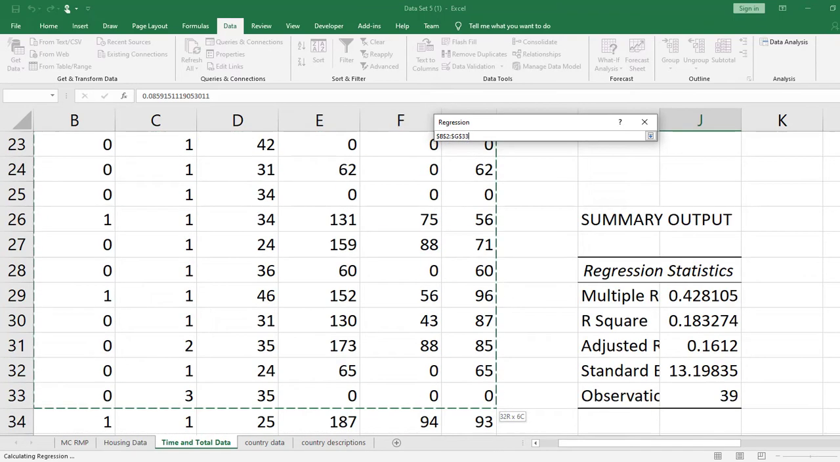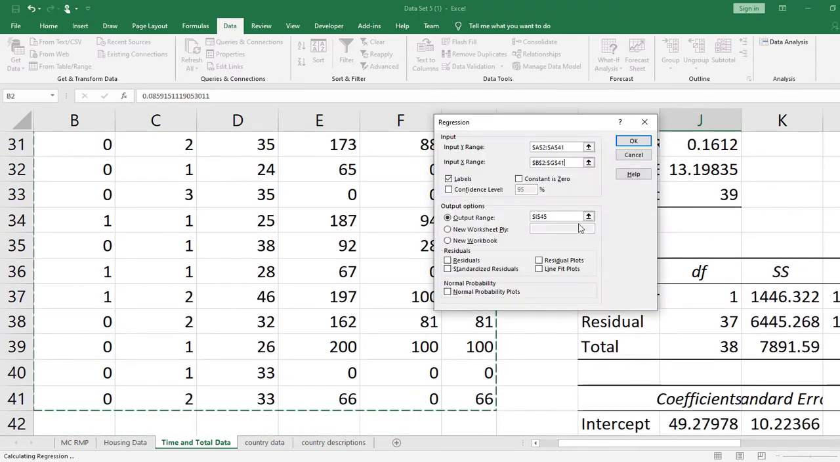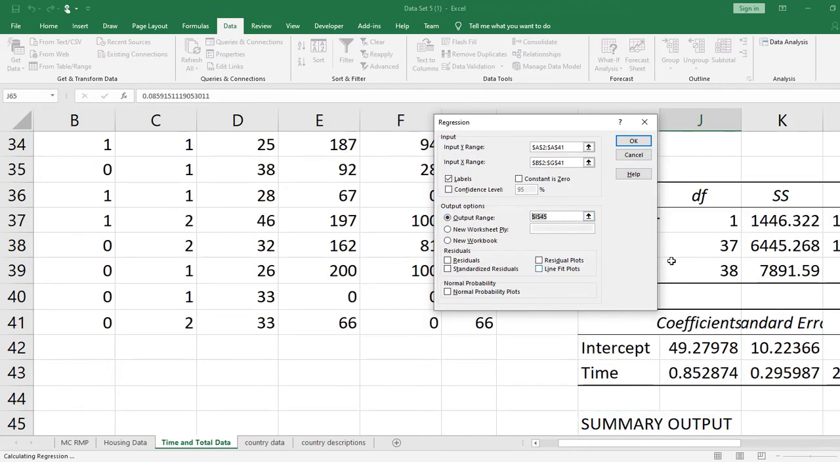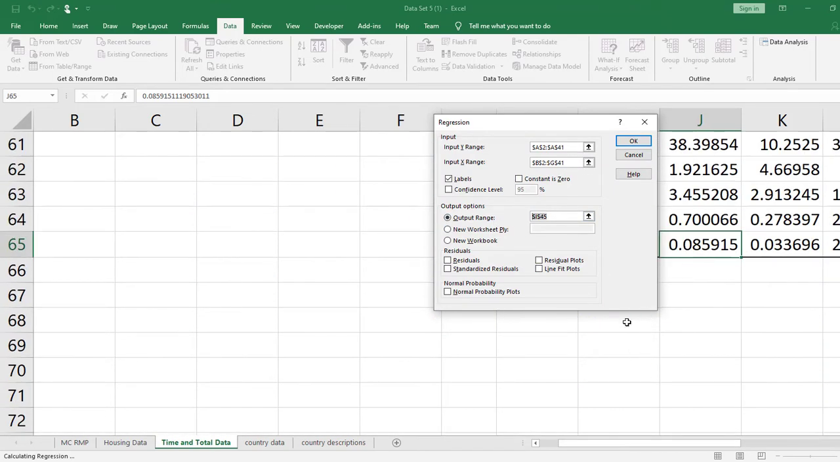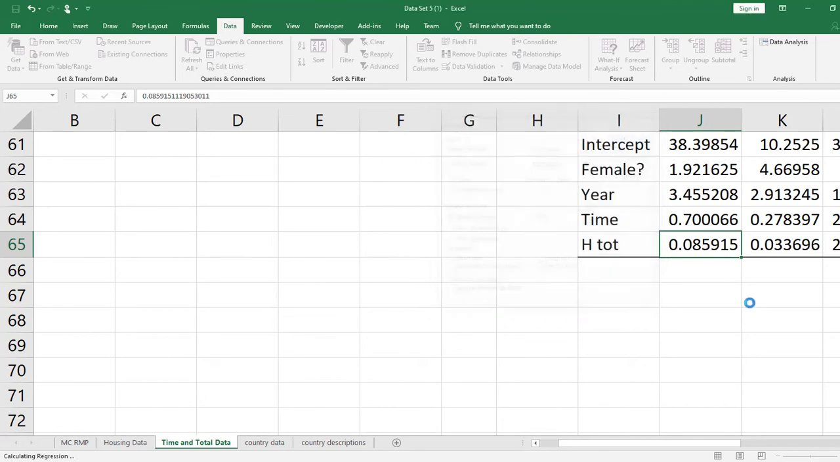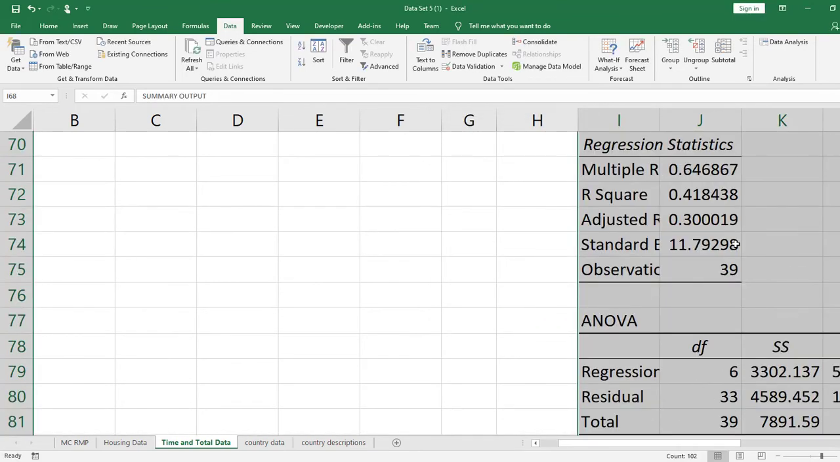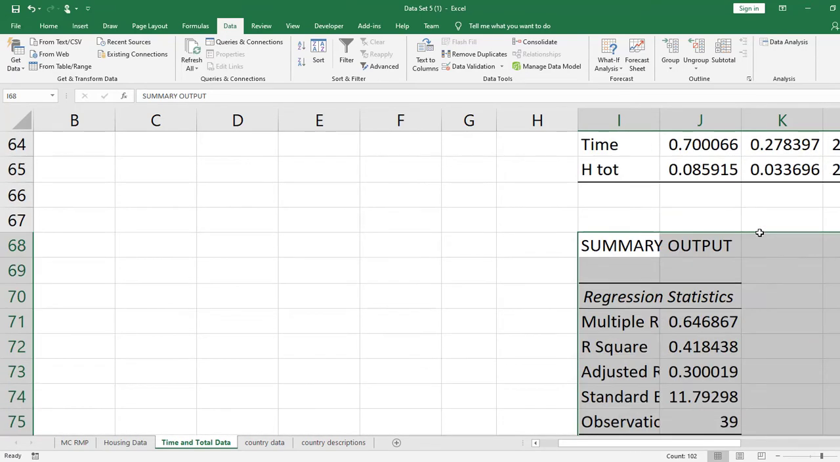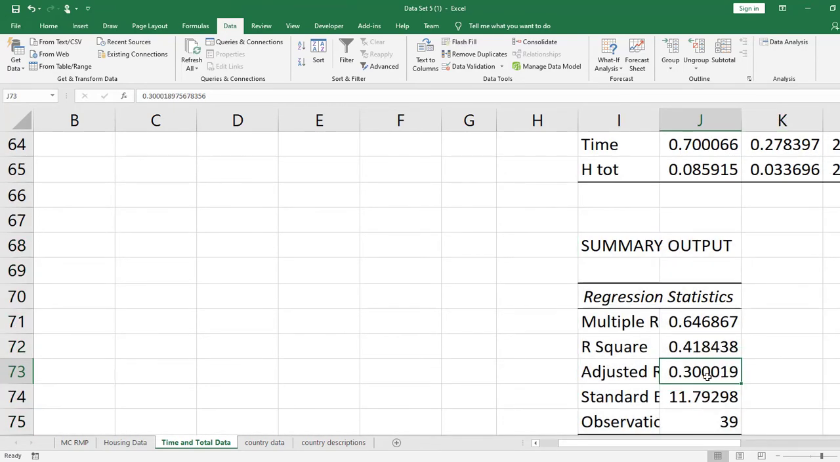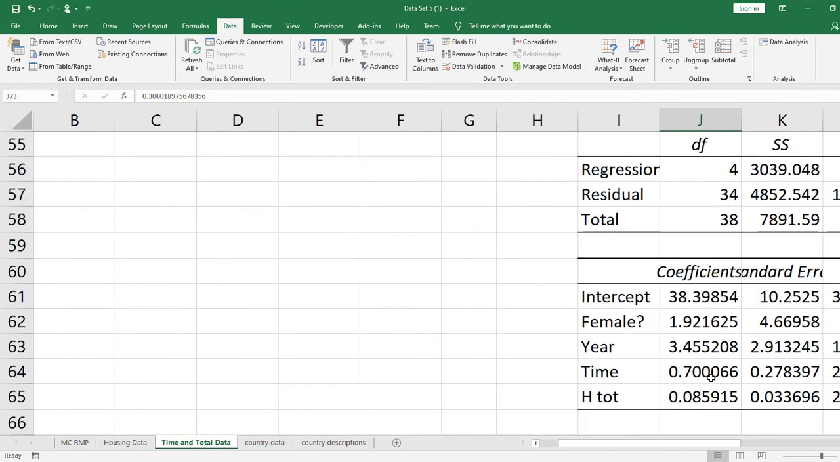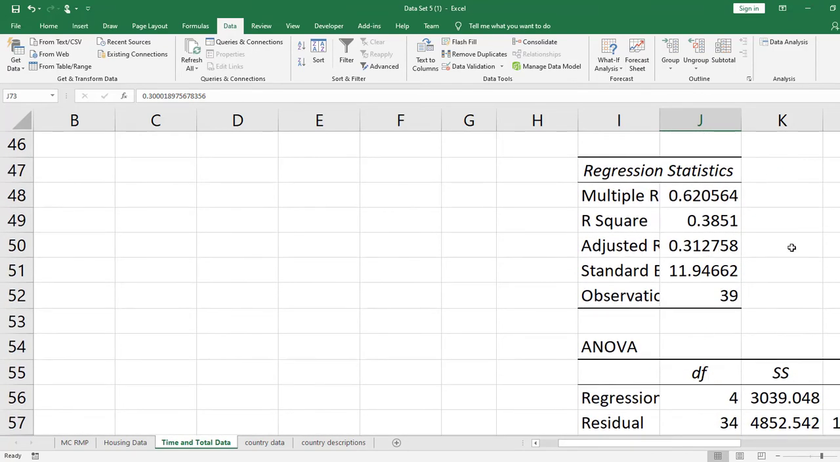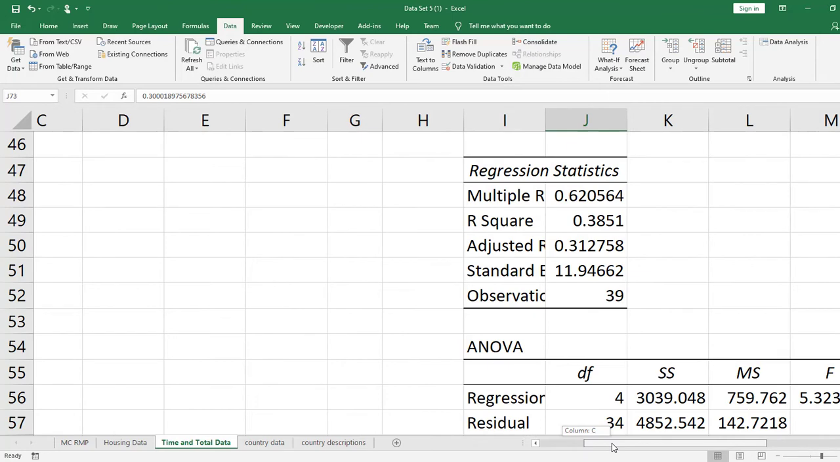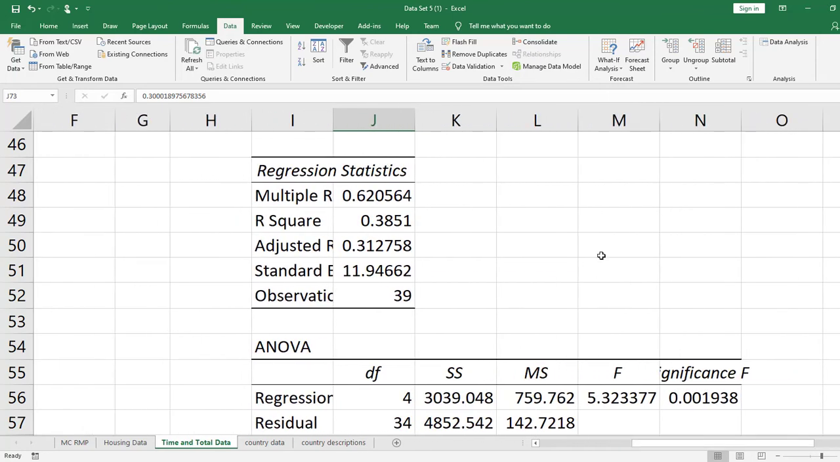Let's see which homework is more important. Throw that in there. Look at that. So it looks like our R squared obviously went up, as mentioned. But our adjusted R squared is lower, 0.3 rather than 0.31. That's a little strange. Maybe the variables that we added aren't really doing much.